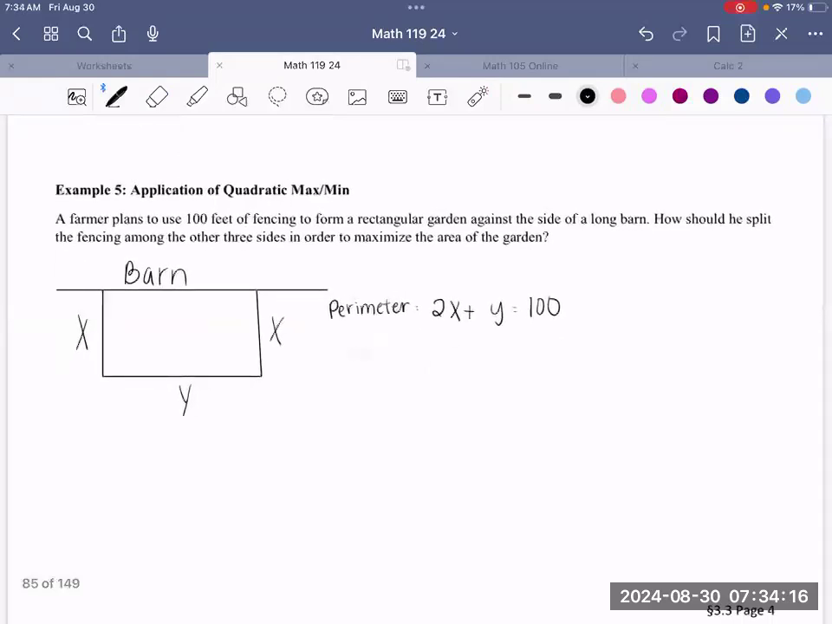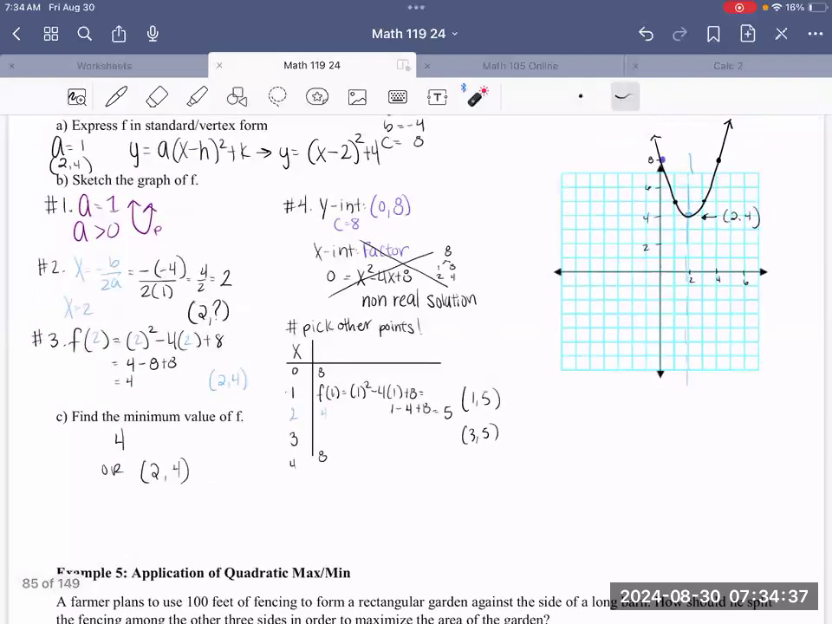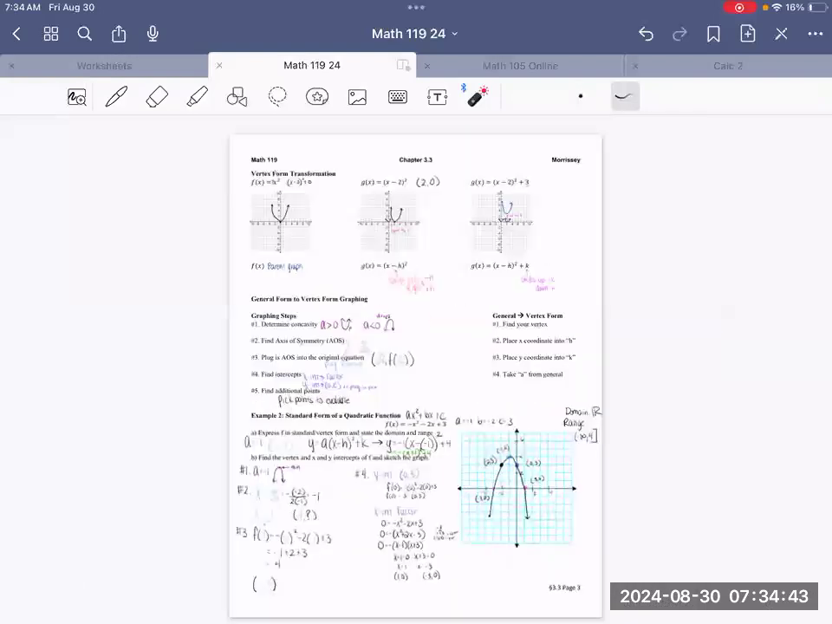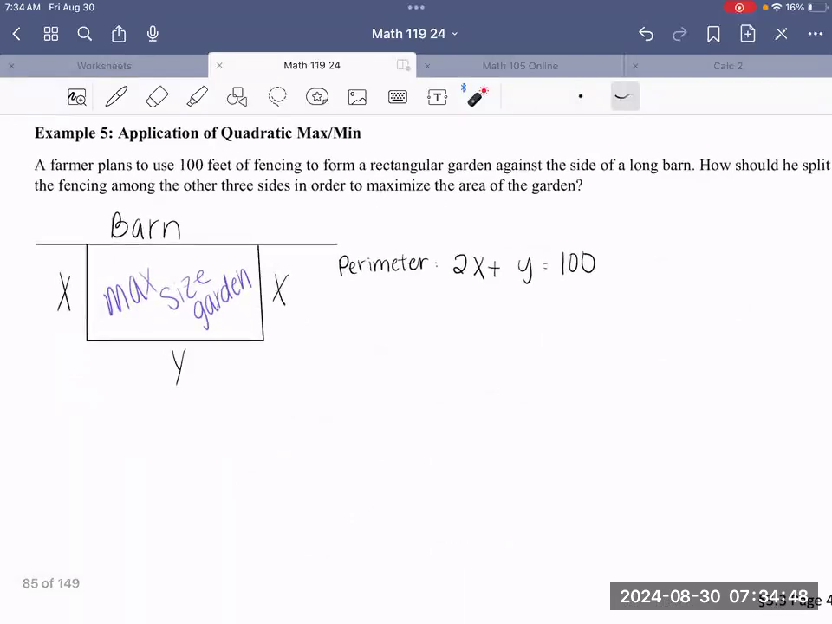Now, what we're looking for is to maximize the size of the garden. We can do this in lots of different ways, but if we're keeping it in the context of a quadratic, so finding the maximum, or the minimum, or minimum cost, or the maximum of your graph, we can do the same with these word problems. So I'm going to show you how to do it using max and min, graphically, quote unquote.